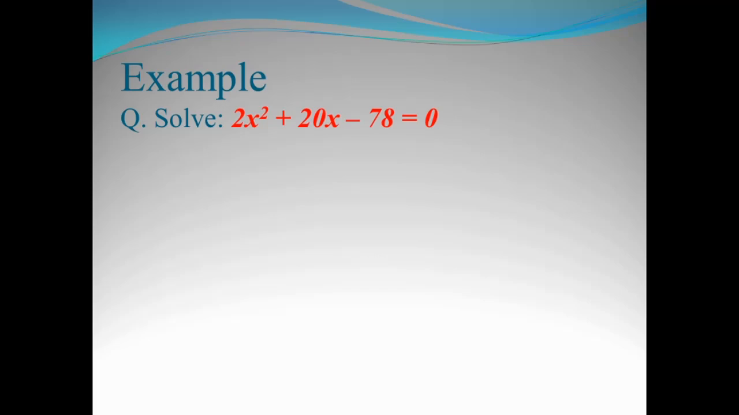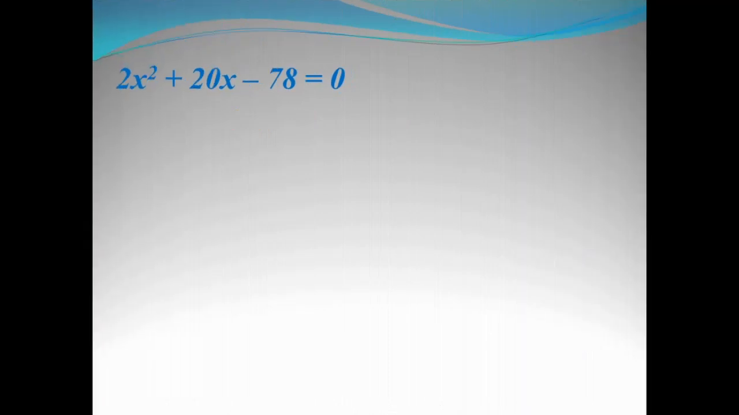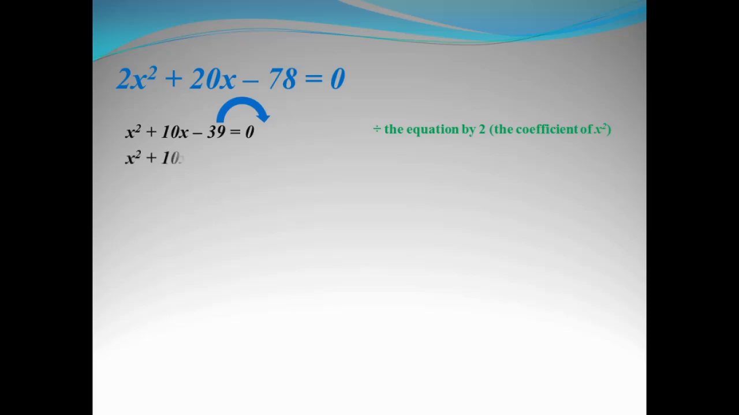So first of all, what we have to do is to divide this equation by the coefficient of x square, which is 2. That is, divide the equation by 2, which is the coefficient of x square. It will be x square plus 10x minus 39 equals 0. After this, what we have to do is to shift this negative sign, the constant term, to the other side of the equation, and we will get x square plus 10x is equal to 39.